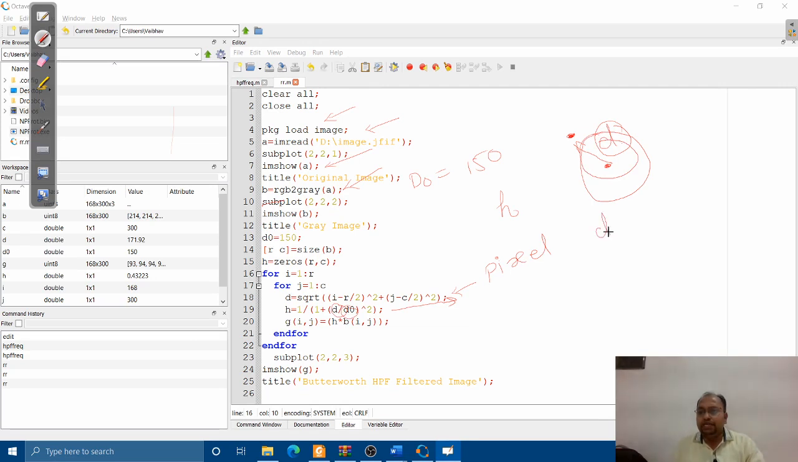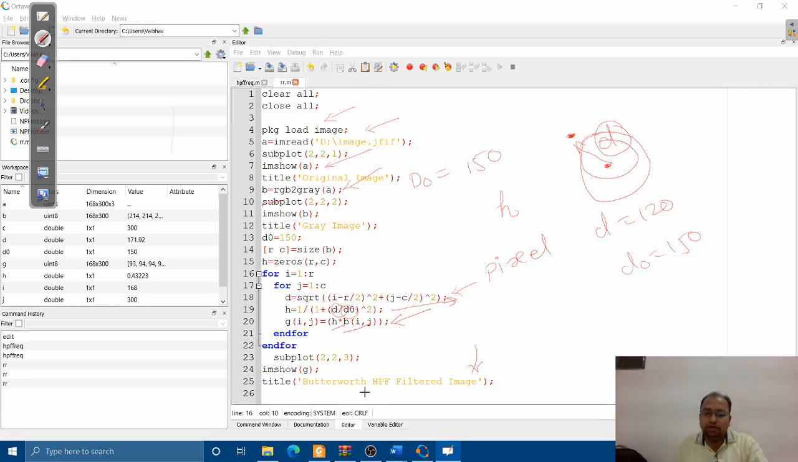Let us say D has some value, let us say 120, and D naught has the value 150. It will compute the value, and let us display that computed value and check it out one by one. Then we are going to perform the multiplication of your gray level image and the filter mask, and finally we are going to display the filtered image.